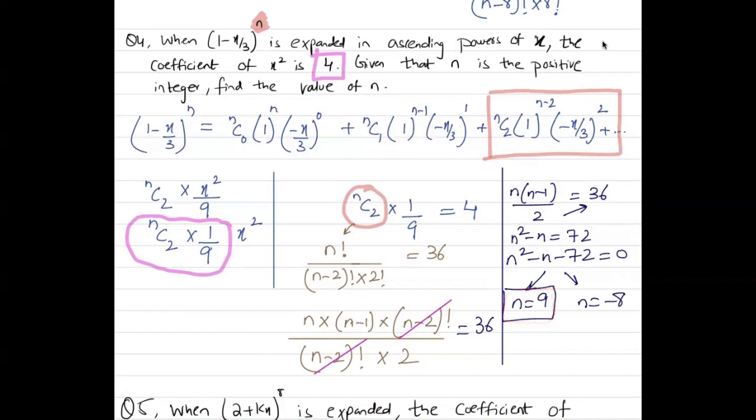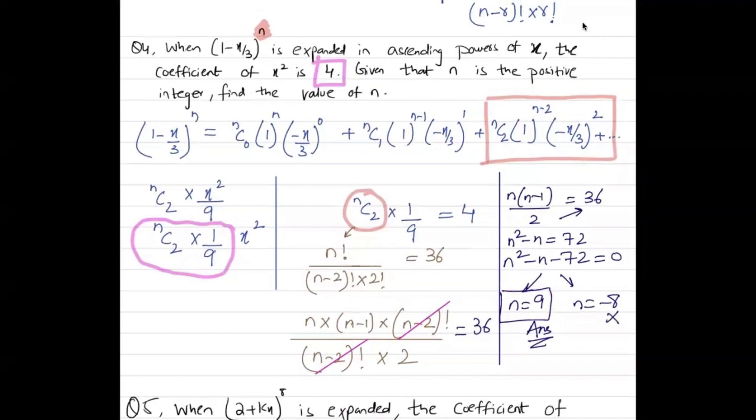Remember, I told you that in binomial expansion, n must be a positive integer. It is also mentioned in the question that n is a positive integer. So you have to discard this value. That's your answer. I want you guys to note down the working along with the question if you want. Let me know if the concepts are not clear right now.